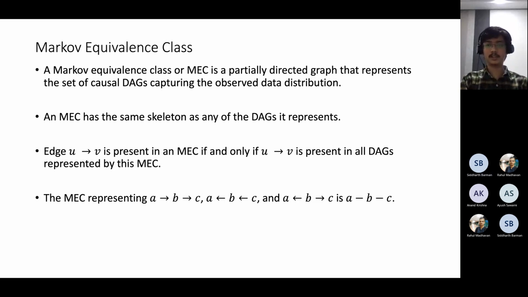Right now, just using observational data, we only know that there is an edge between A and B, and an edge between B and C, but we don't know the directions.